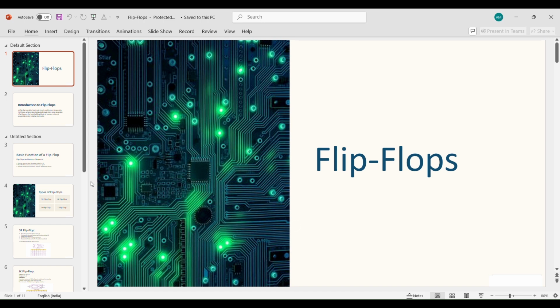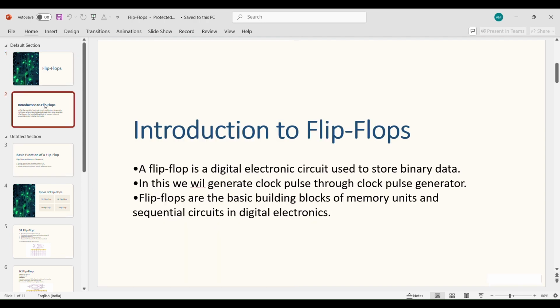Flip-flops is an important concept in FCD. Coming to the first slide, we have Introduction to Flip-flops. What is a flip-flop? A flip-flop is a digital electronic circuit used to store binary data. Flip-flops are the basic building blocks of memory units and sequential circuits in digital electronics.